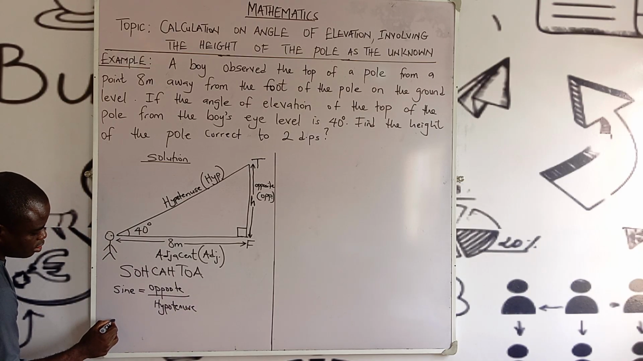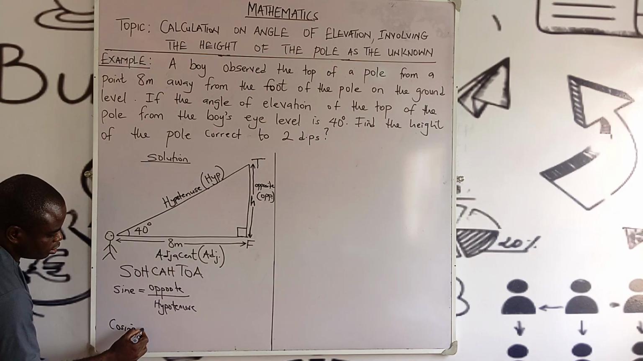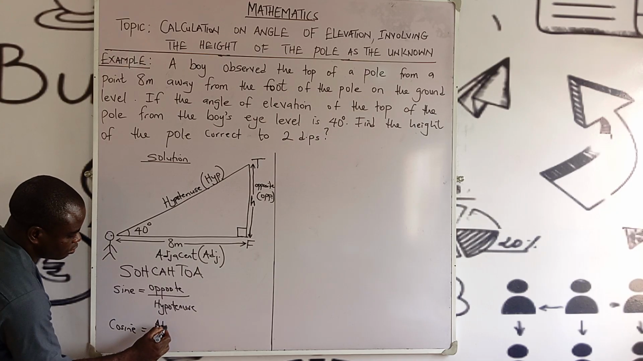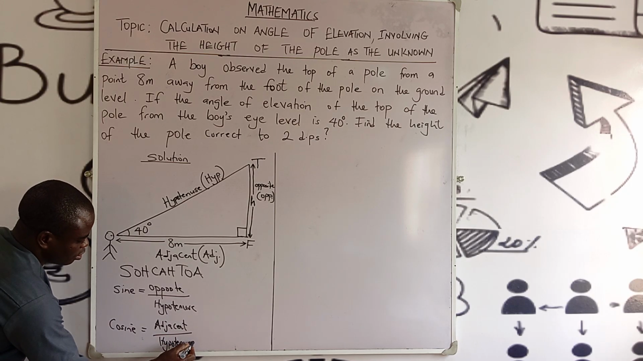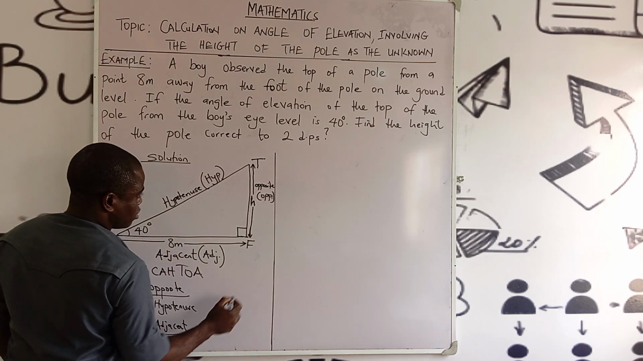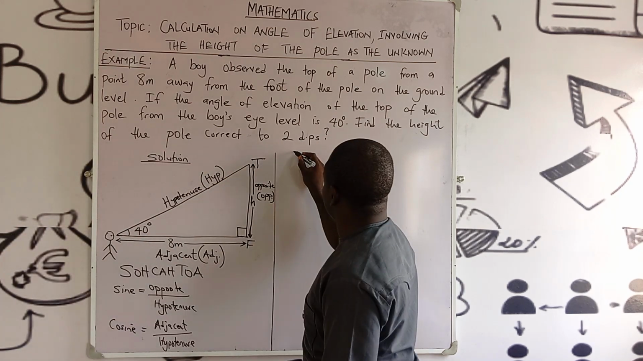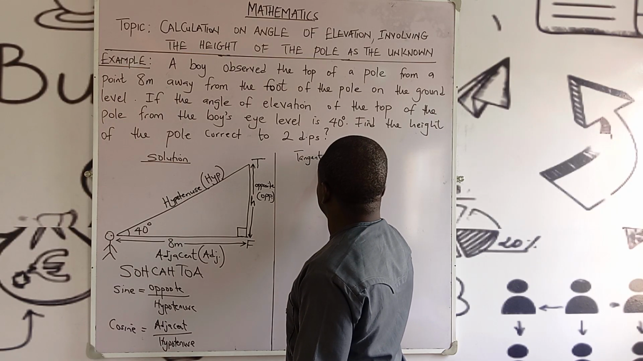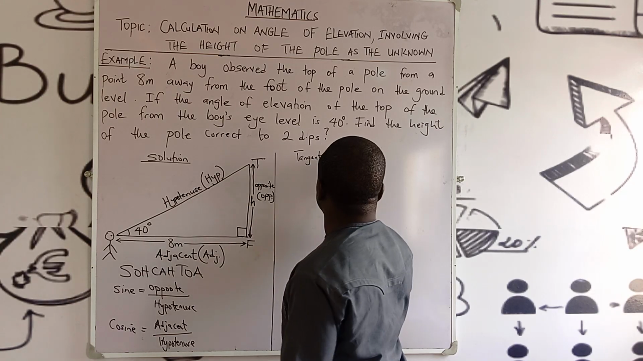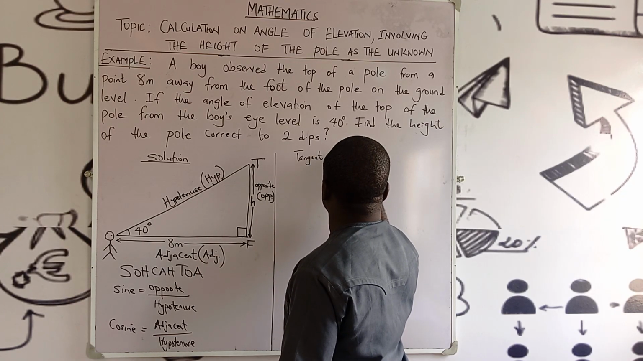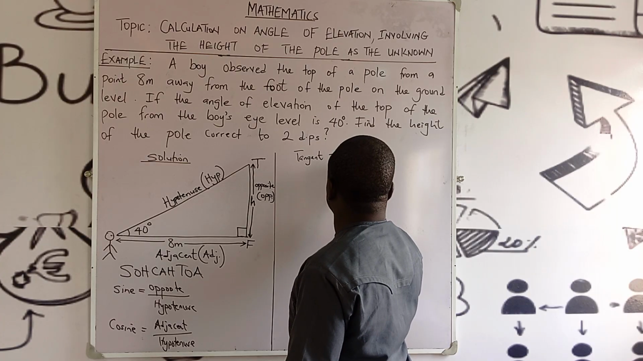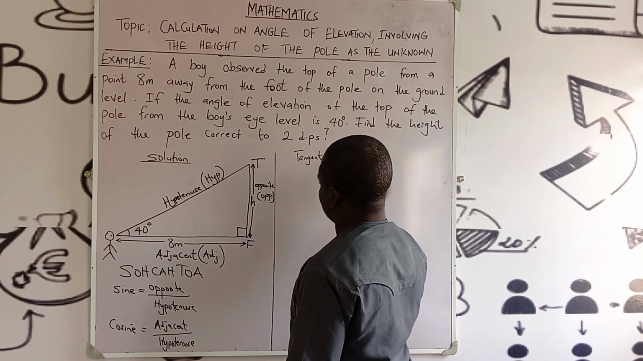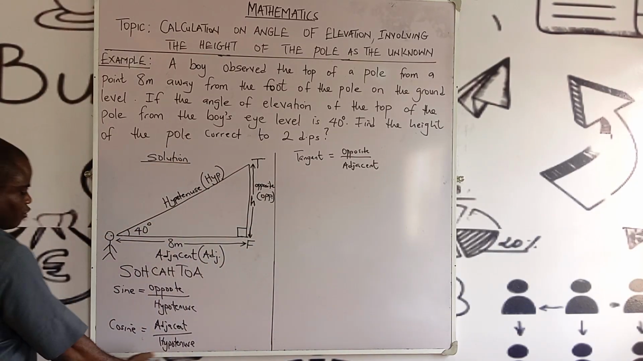and cosine equals adjacent over hypotenuse, and you're having tan theta, that's tangent, equals opposite over adjacent. These are the trigonometry functions.